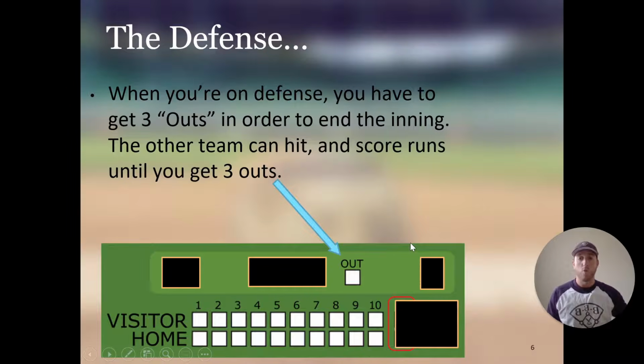The defense. When you're on defense, you have to get 3 outs in order to end the inning. The other team can hit and score runs until you get 3 outs. So the other team, they can hit forever until you get 3 outs. In order to get off the field and get back on offense, the defense has to get 3 outs.